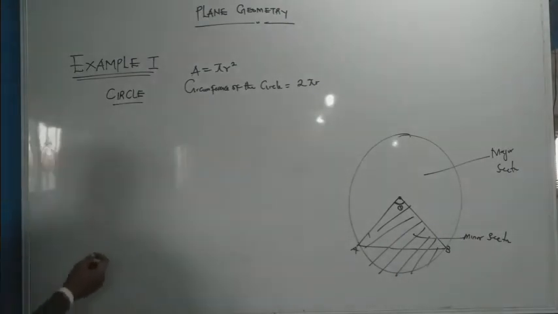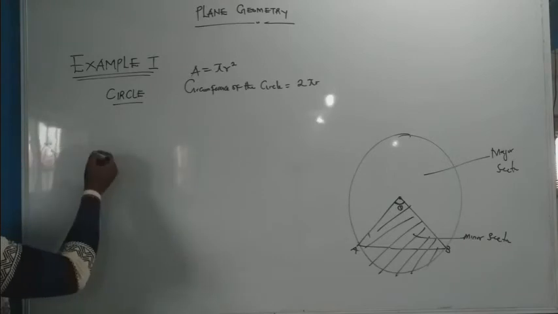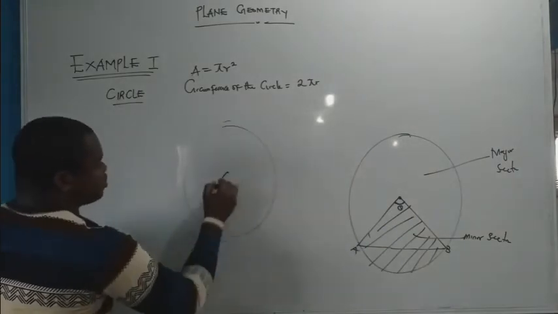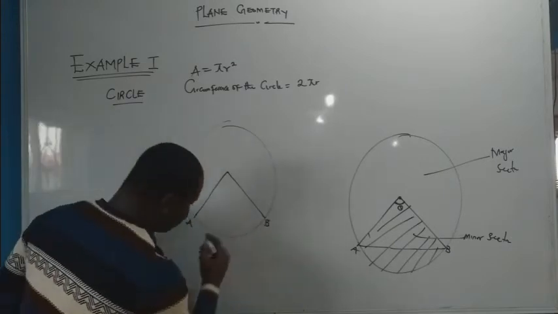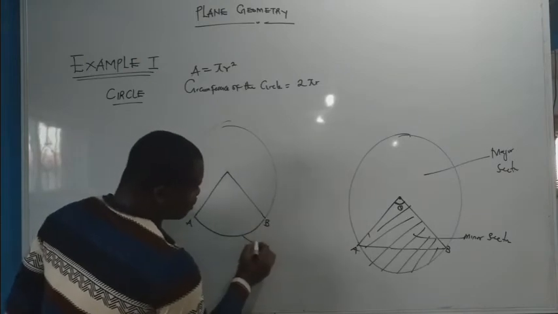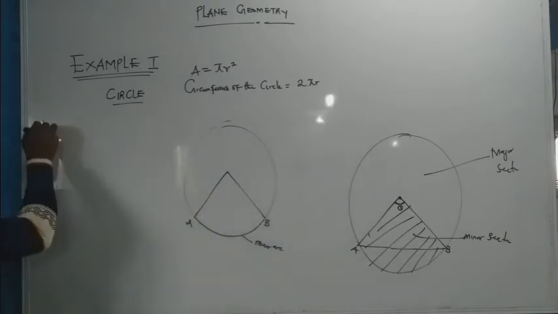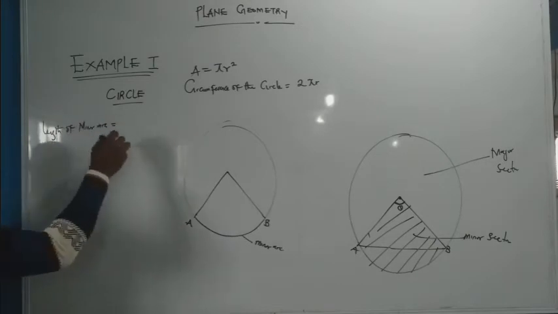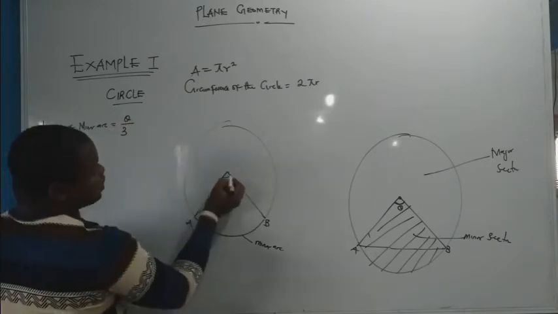Then let's look at the formulas for the different parts of the circle. We're going to start with an arc, so the length of this arc. I'm going to draw this. We have A, we have B. The length of this arc is called what? It's called the minor arc. The formula for the length of the minor arc is theta over 360, where theta is the angle subtended at the center here.